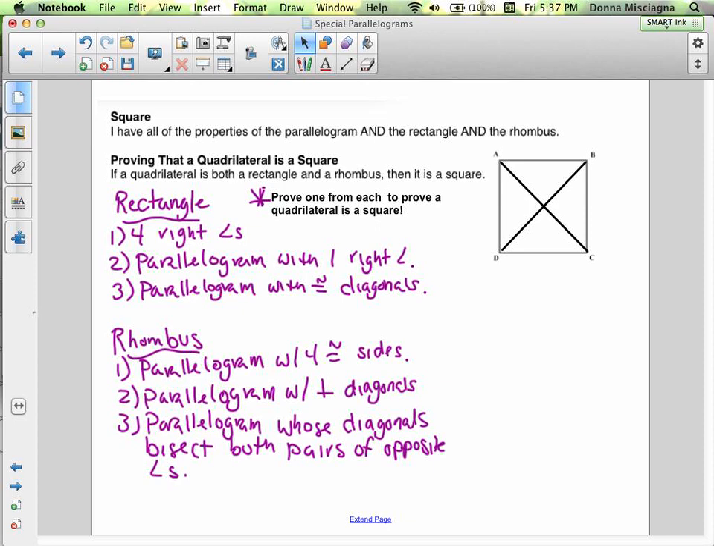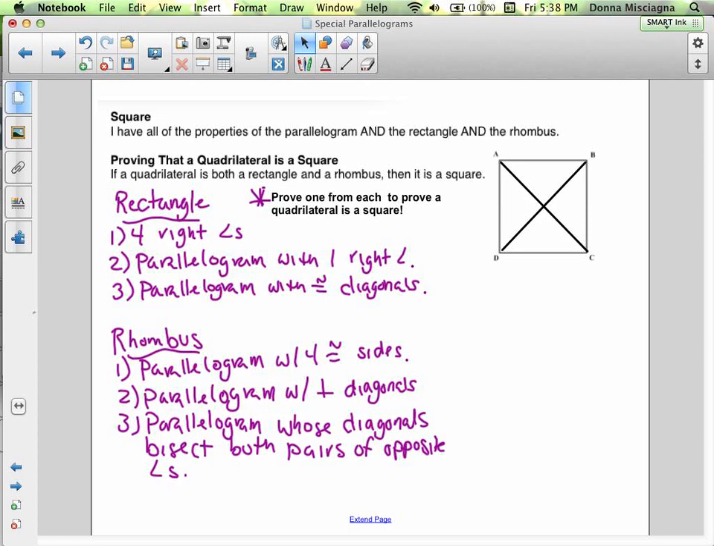Or you can prove it's a parallelogram with congruent diagonals, because the only parallelogram with congruent diagonals is a rectangle. And a square is a type of rectangle. To prove it's a rhombus, prove it's a parallelogram with 4 congruent sides. Prove it's a parallelogram with perpendicular diagonals. Prove it's a parallelogram whose diagonals bisect both pairs of opposite angles.